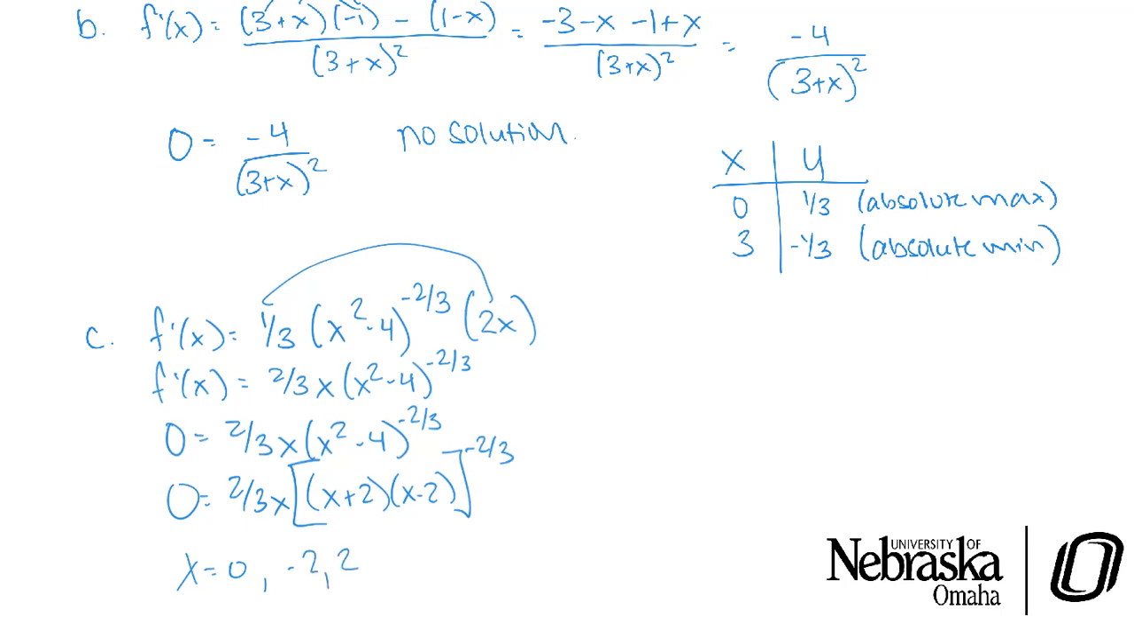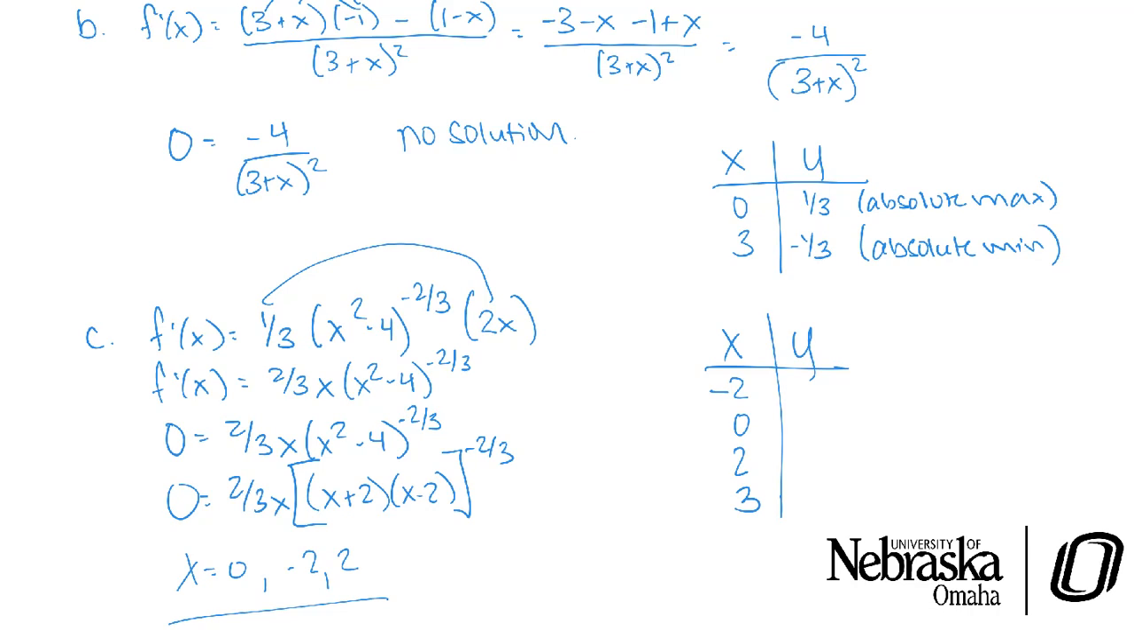And 3. So when we check our points, we will check all of our critical numbers. We should probably go in order, huh? Negative 2, 0, 2, and 3. So all three of our critical numbers and our endpoint.